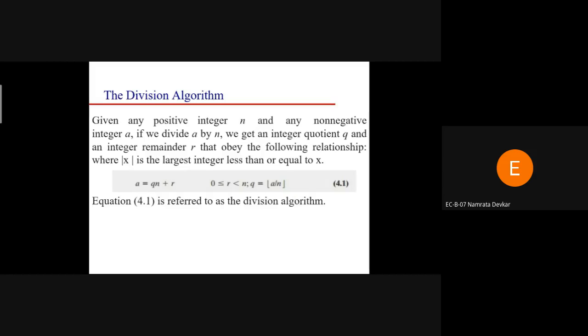Okay, so if we multiply 29 by 10, the answer is 290, and plus remainder 5, so 290 plus 5 is 295. So left hand side is 295 and right hand side is also 295. So it is a statement of division algorithm.